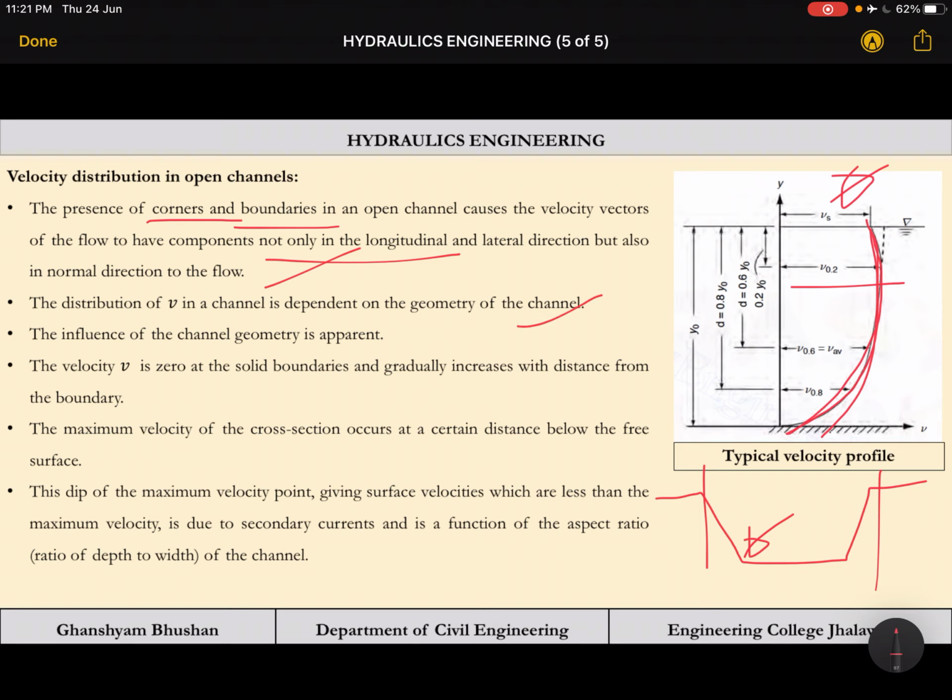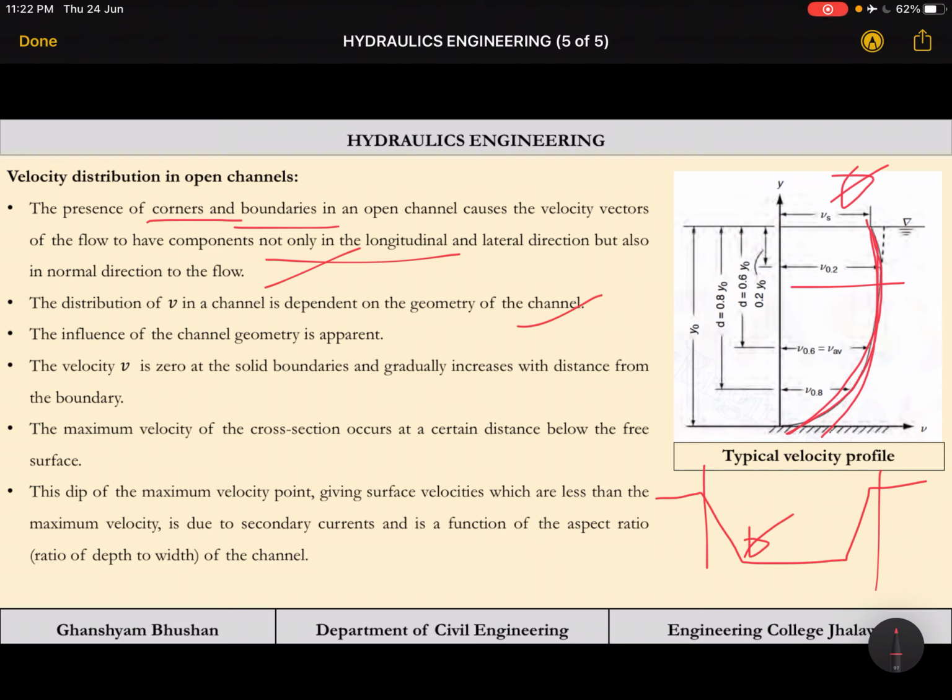That is quite obvious, like we are calculating everything using the geometry. The influence of geometry is apparent. We cannot see it directly, but we can anticipate that it has some apparent effect on the velocity distribution. The geometry is influencing the velocity apparently. Now the velocity v is 0 at the solid boundary, that is very much obvious, and gradually increases with distance from the boundary. This is also because away from the boundary the resistance to flow is reducing, so the velocity will increase.